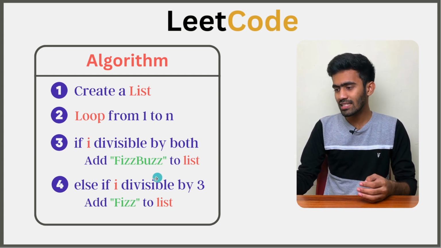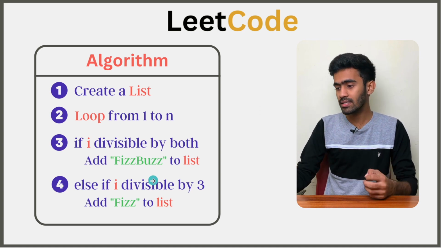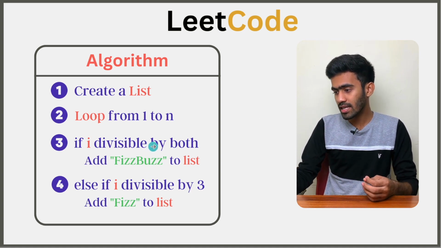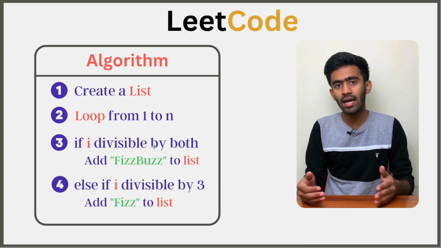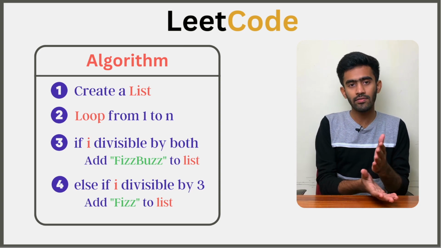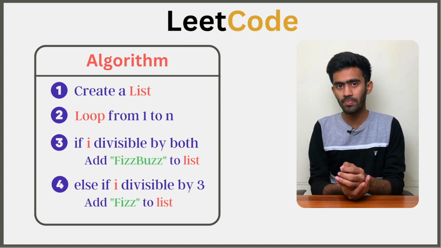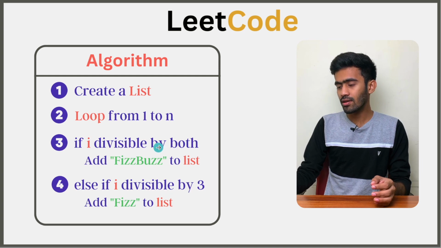This if and else if cannot be interchanged. That is, the first condition cannot be "if i is divisible by 3" and the second condition "if i is divisible by both", because the first condition will get satisfied.